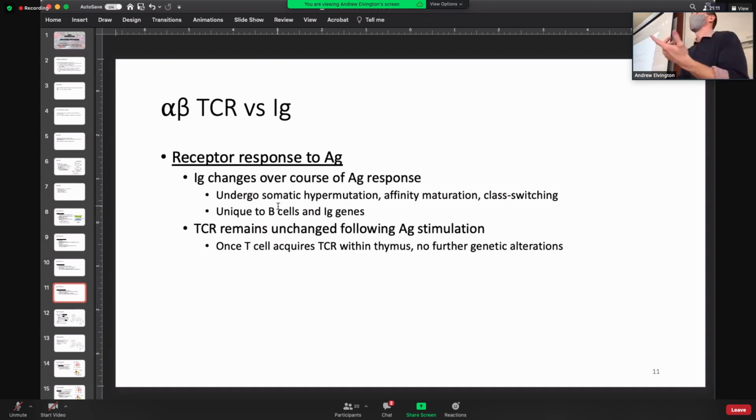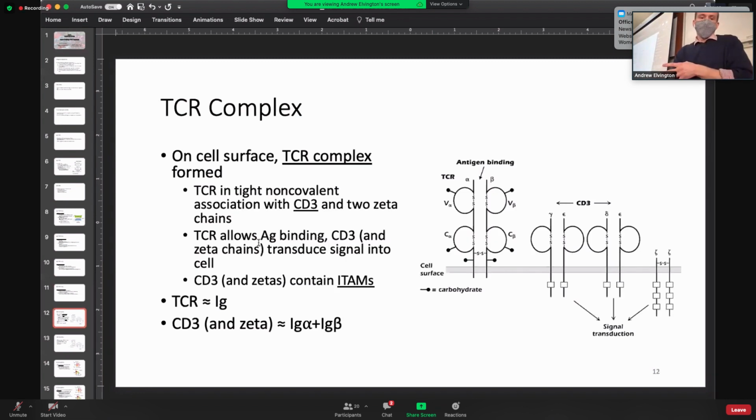And that is unique to the function and the activity of B cells and their IG genes. T cell receptors, after they have seen antigen, they don't change. They undergo no somatic changes. Their antigen receptor affinity is the same whether they are activated or not. And so what we say is after they come out of the thymus, the T cell receptor is fixed. It does not change at that point. So those are how they compare.